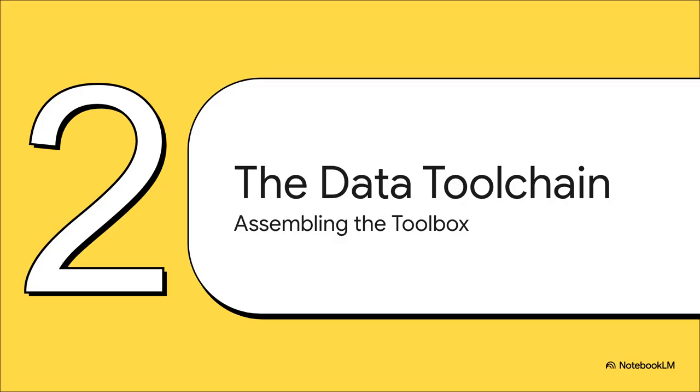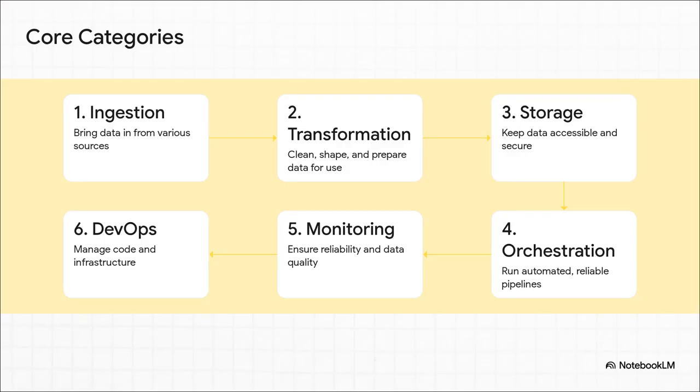Okay, so to get those answers, we're going to need data. And to wrangle all that data, we need our toolbox. A modern data stack isn't some single giant piece of software. Nope, it's more like a collection of highly specialized tools that all play nicely together. So let's look at the main categories, the key stages of our data assembly line. Just think of this as the journey our data is about to take.